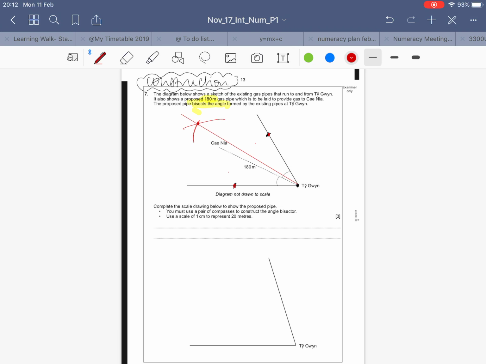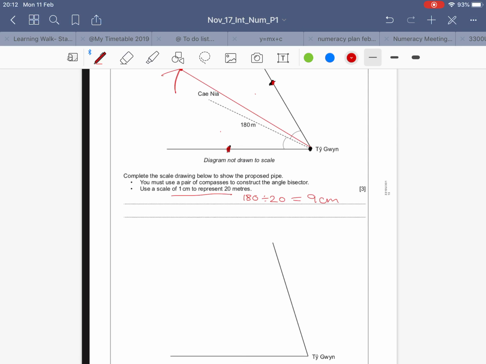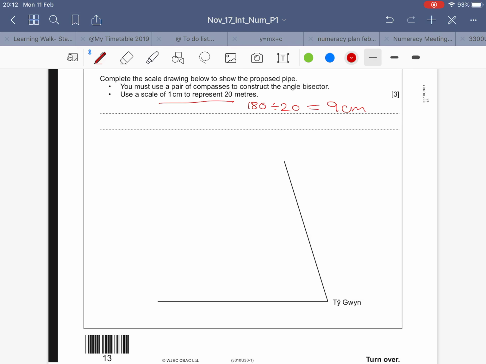Interestingly as well, it tells us here that it's 180 metres of a gas pipe, and the scale here says that it's 1 centimetre for 20 metres. So every 20 metres is going to be a centimetre on our diagram. So that's going to be 9 centimetres on our picture. So once you've decided where you're drawing the line, you may need to make sure that the line is then 9 centimetres long. So here we go again.